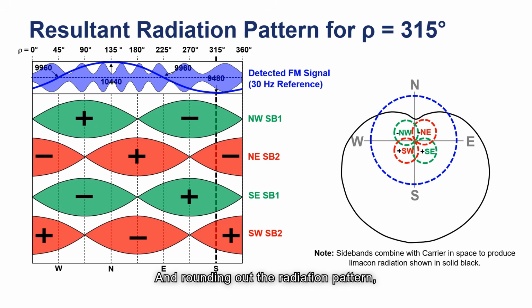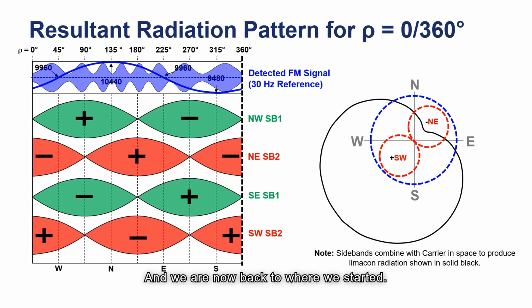And rounding out the radiation pattern, we see at ρ equals 315 degrees, sideband 1 and 2 are radiating out of all antennas. The southeast and southwest antennas are in phase with the reference carrier, resulting in a maximum composite RF signal to the south. Since the northwest and the northeast antennas are oppositely phased from the reference carrier, it results in a minimum composite RF signal to the north. And we are now back to where we started.